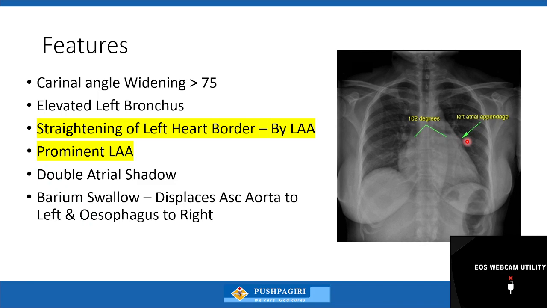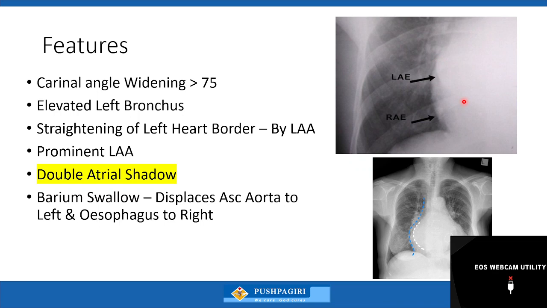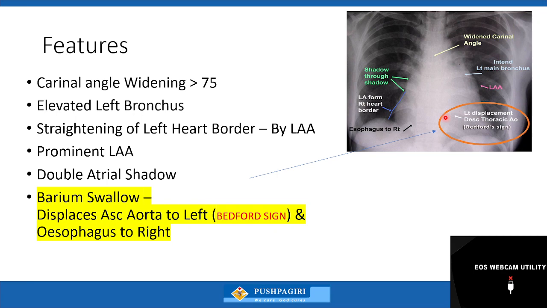The other is a double atrial shadow. You can see a left atrial shadow here along with the right atrial shadow. So there are gradings of this left atrial enlargement based on this double atrial shadow. On barium swallow, we can see the left displacement of the descending thoracic aorta, because it will be more towards the left. The descending thoracic aorta will be pushed more towards left, and the esophagus will be pushed more towards the right side.